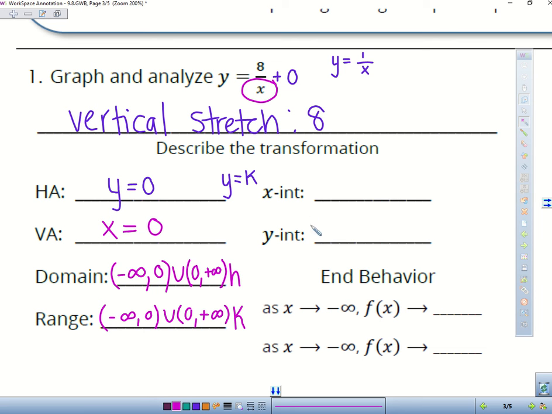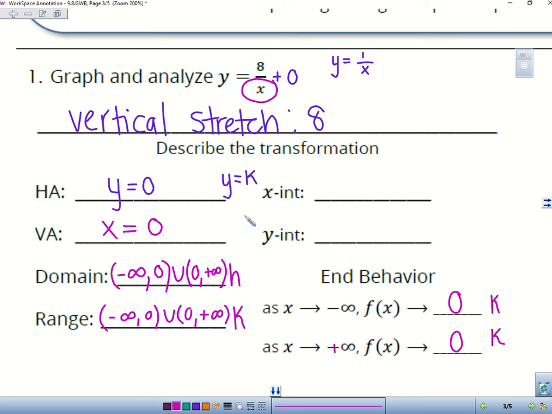And for intercepts, I'll talk a little bit about how we can find those using Desmos, which is a little bit easier. Now, end behavior is always going to be k on both sides. So, make that a positive. What is k? 0. So it's just going to be approaching 0 on both sides.